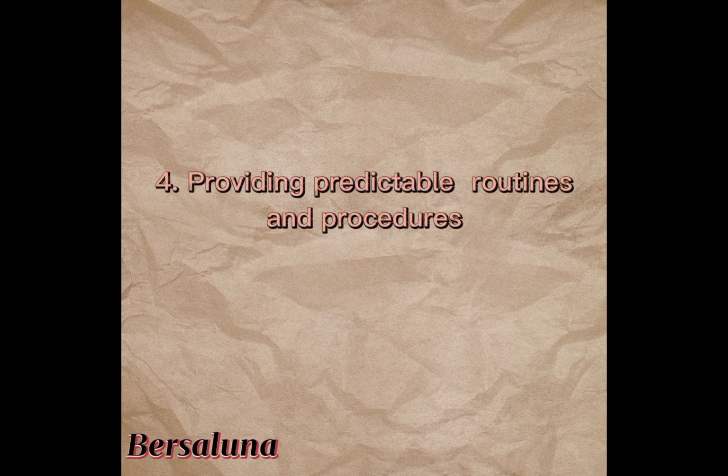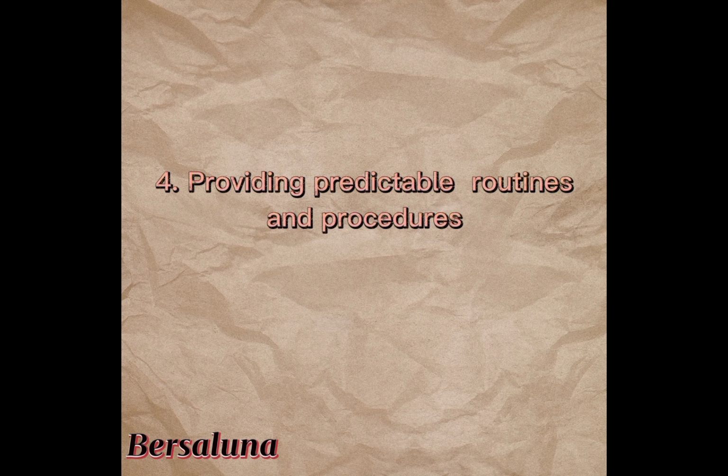Number 4, providing predictable routines and procedures. Routines and procedures can help prevent discipline problems. Students know where they need to be and what is expected of them. This prevents a chaotic classroom where students are talking, getting out of their seats, or continually asking the teacher what they are supposed to be doing. By having routines and procedures in the classroom, students can expect a safe, organized environment to work in, which helps them succeed.